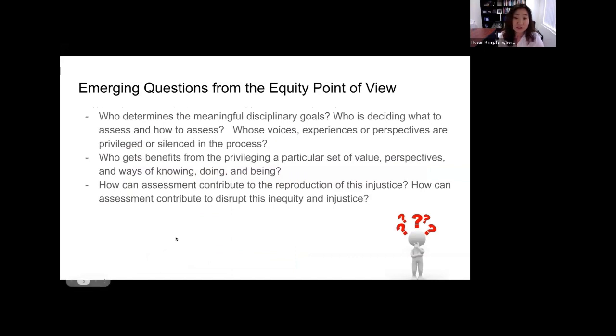So this raised several important questions in relation to the goal of promoting equity, like who determines the meaningful learning goals, who is deciding what to assess and how to assess, and whose voice, experience, language, and perspectives are privileged or silenced in that process.